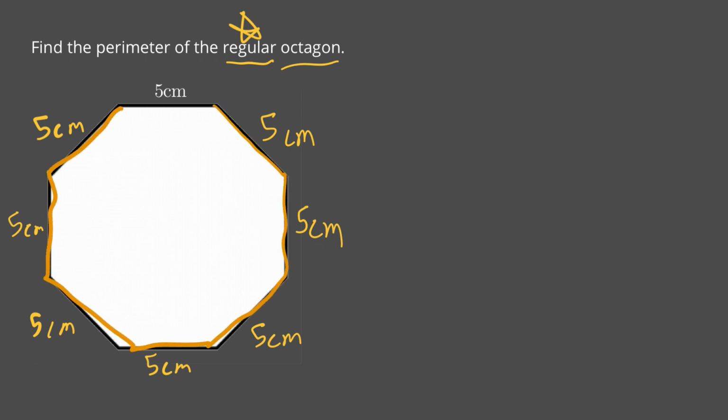There are a couple ways to do this. You can do it with addition, adding 5 together 8 times, or since we know that we have 8 sides, all 5 centimeters long, we can do 8 times 5 centimeters. Both of those will give you the same answer. So 8 times 5 gives us 40, and make sure to add the centimeters to the end.